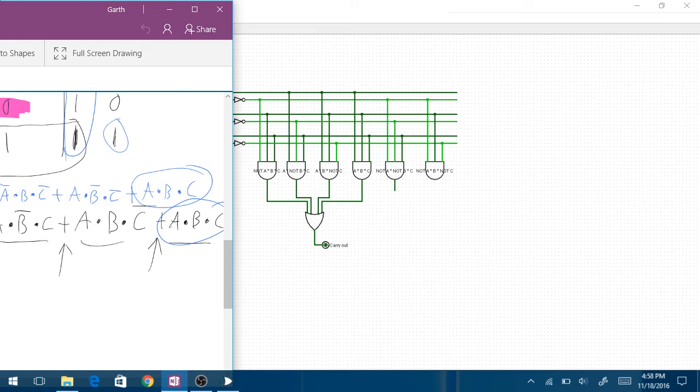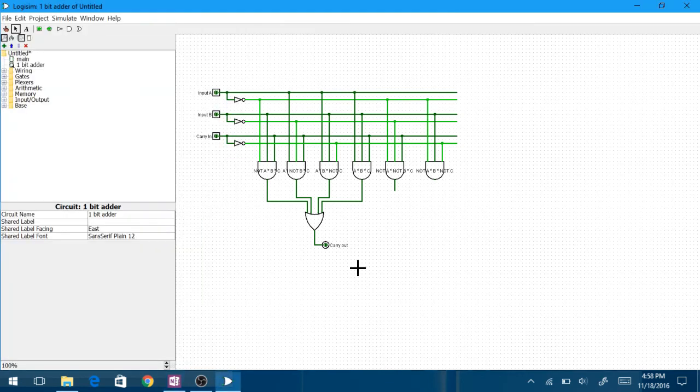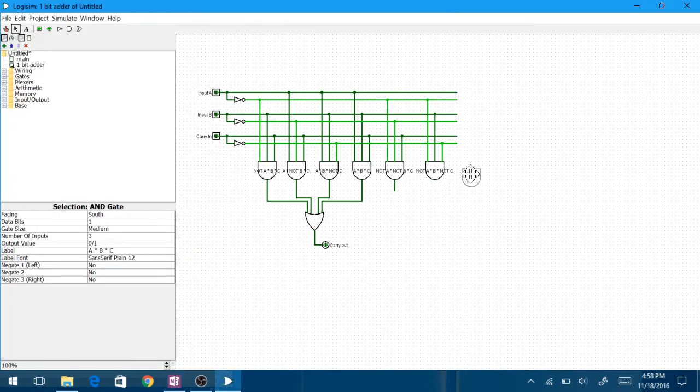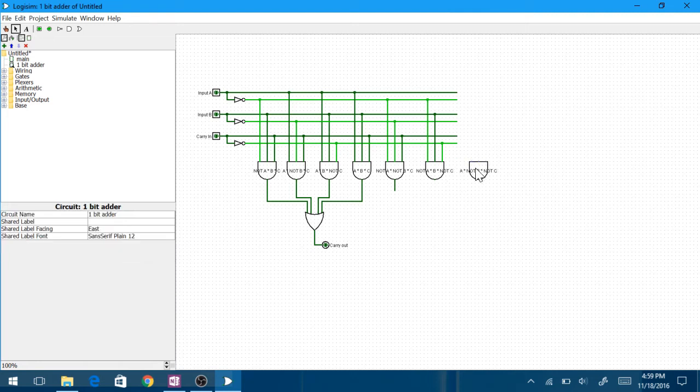So I have A times not B times not C. So I go ahead and I set up an AND gate, and I've got A times not B times not C. Now I'll go ahead and I'll move that to the side so that the comments aren't quite so overlapping. And I've got A, so I'll hook that up to our A line, and then I've got not B, so I'll hook that up here, and then I've got not C, so I'll hook that up here as well.